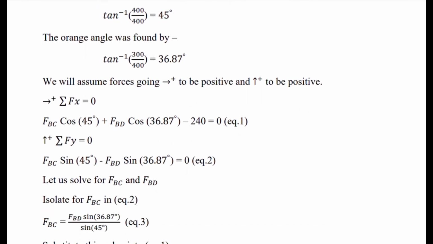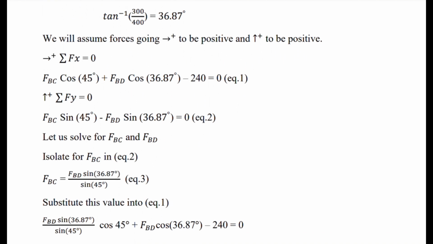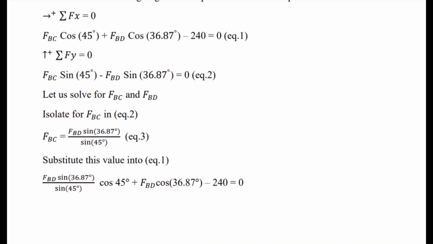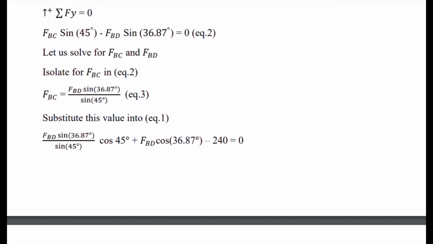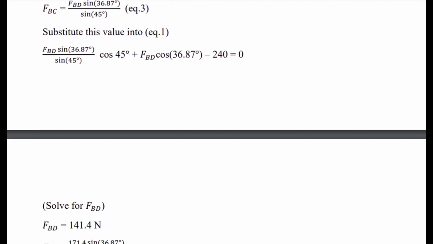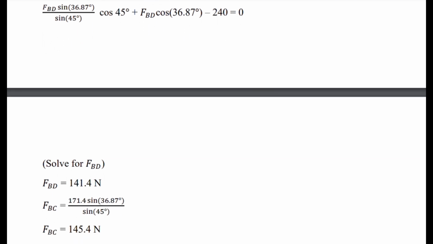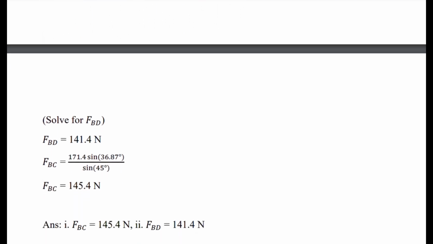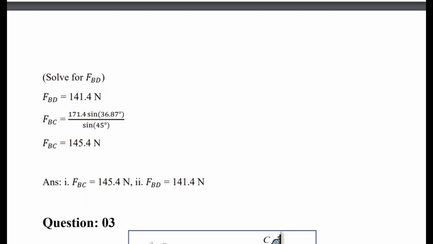Now that we have the compression, we can use the formula for the force in a spring, which is F equals Kx. Here, F represents force, K represents stiffness, and x represents the compression. Plugging in the values, we have F equals. By solving this equation, we can determine the force in the first supporting cable.